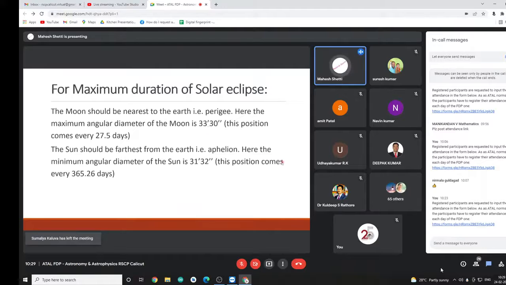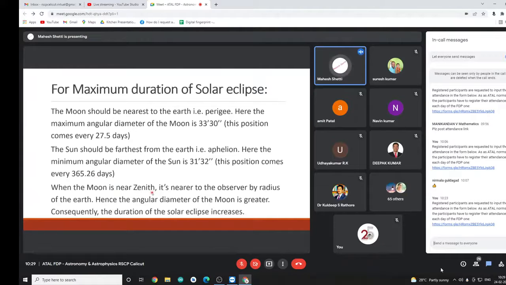So this position comes after every 365.26 days. Okay, that is when the Earth is going to be at the perihelion position, at the aphelion position. When the moon is near zenith, it is nearer to the observer by the radius of the Earth. See, all the calculations you have done are with respect to the center of the Earth, but when the moon comes to zenith, you are closer by 1 radius.